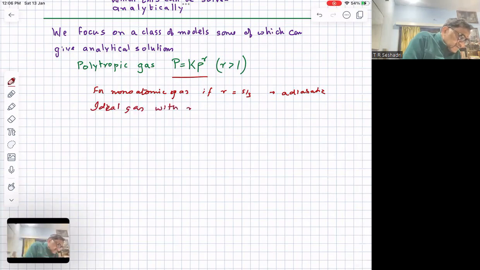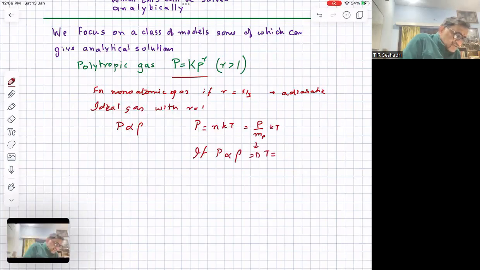With gamma equal to 1, what does it mean? It means pressure is proportional to density. And I know that for an ideal gas, P equals nkT, where the number density n is equal to rho by the mass of the particle, into kT. So if P is proportional to rho, it implies that T is a constant, which means it is a system where the temperature is the same at all points, an isothermal system.